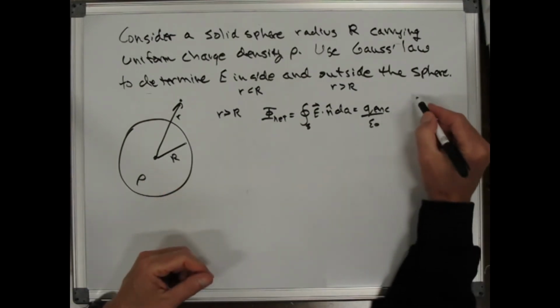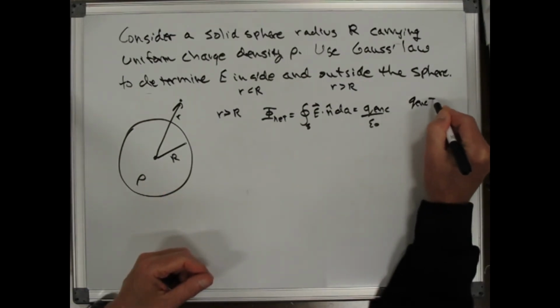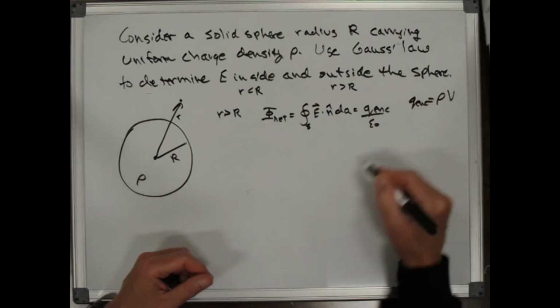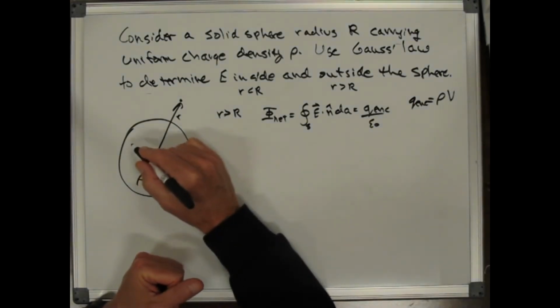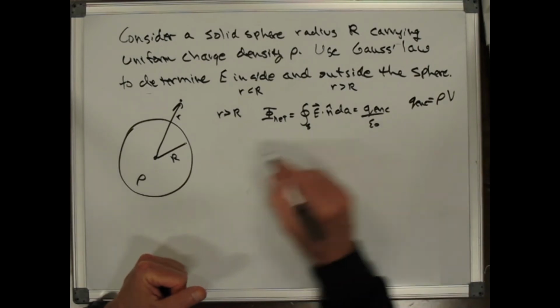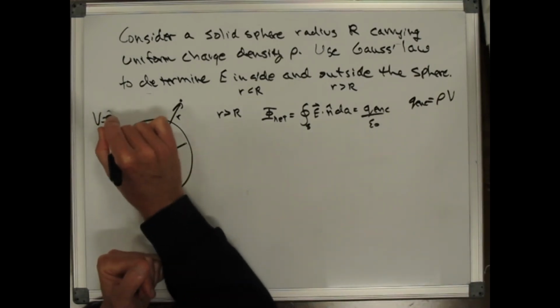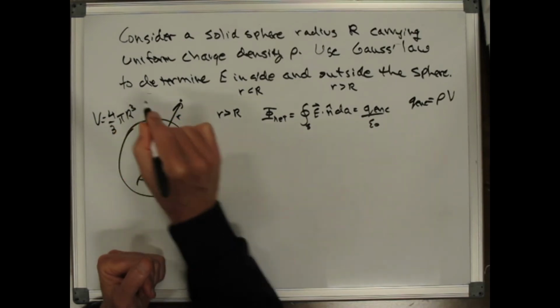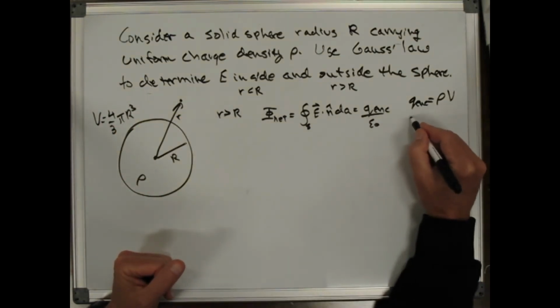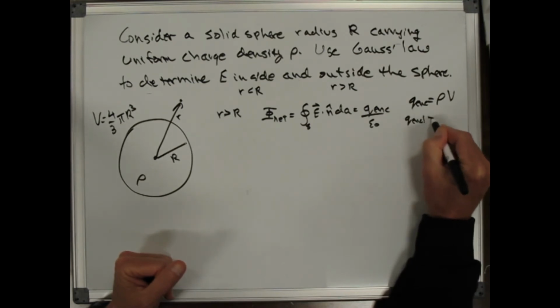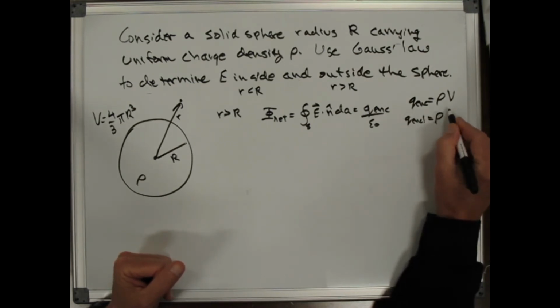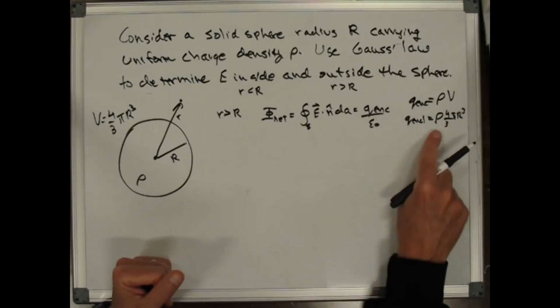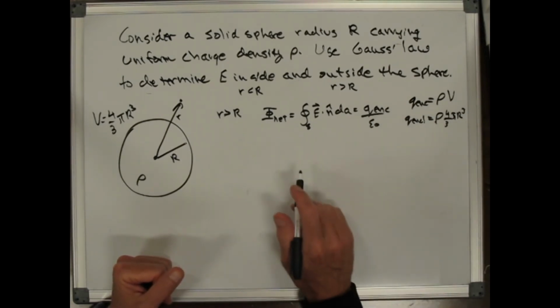And Q enclosed is just equal to the density times the volume of the sphere, right? The volume of the sphere is V equals 4/3 pi r cubed. And so Q enclosed is equal to rho times 4/3 pi r cubed, if I want to use that, right?